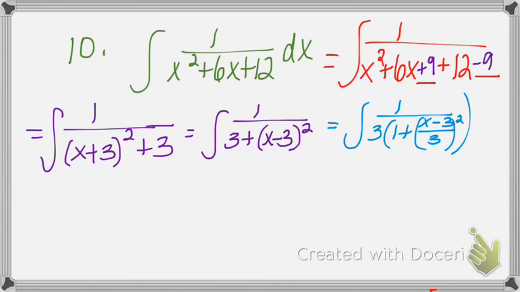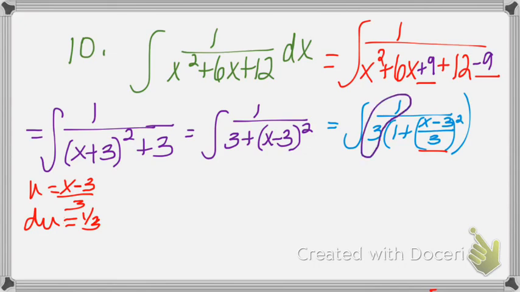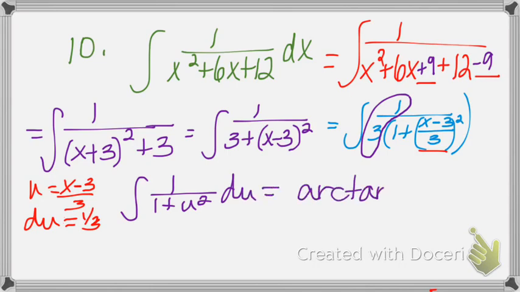Use substitution again on this part right here. The cool thing is that 1/3's in there, so I don't have to add anything. So this just gives you 1 over 1 plus u squared, which is arctan of u, and u is x minus 3 over 3.